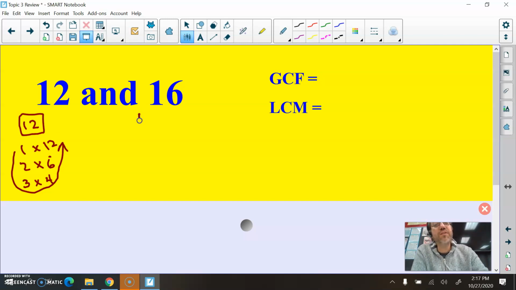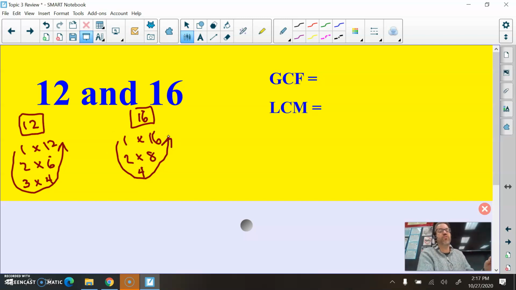Okay, for 16, let's list all of the factors of that. We have 1 times 16, 2 times 8, and then 3 doesn't work, but 4 times 4 works. I don't have to list 4 twice. Once will do. And its factors are 1, 2, 4, 8, and 16. You have them in order if you go around in a U. What are the common factors? Well, they have 1 in common. They have 2 as a common factor. They have 4 as a common factor. 6? No. 12? No. So we have 1, 2, and 4 are the common factors. The greatest common factor would be 4 here.